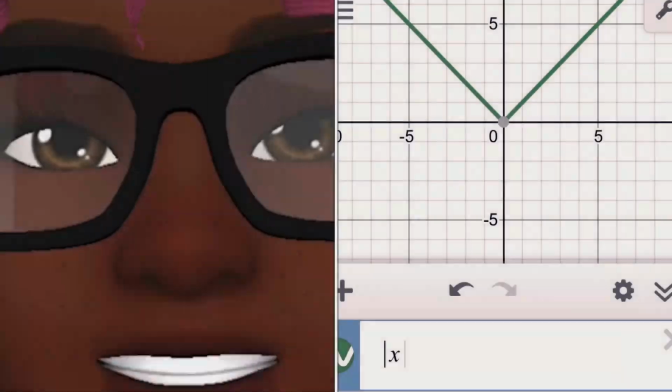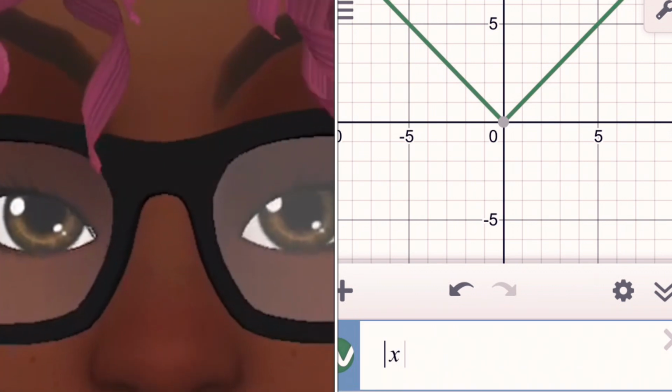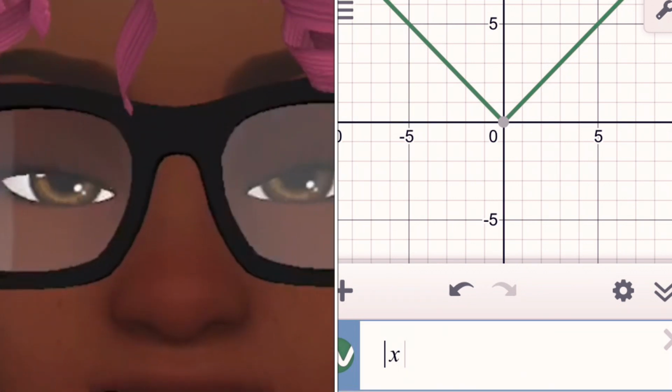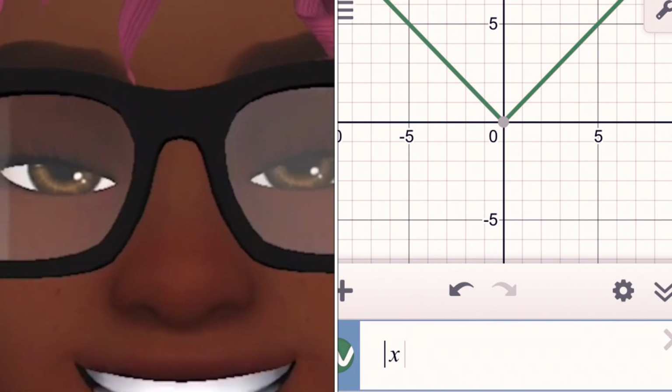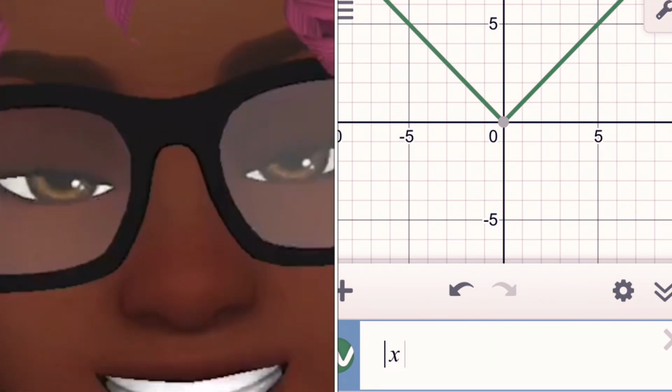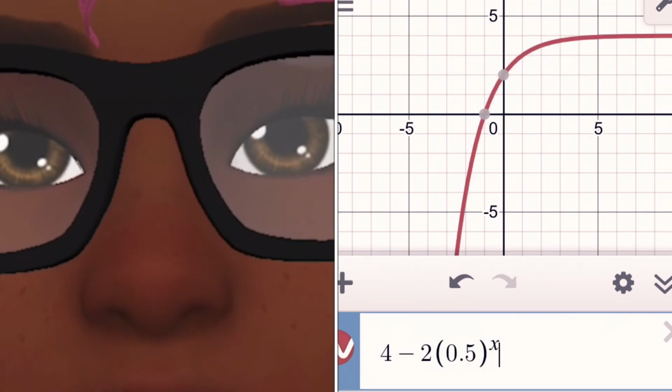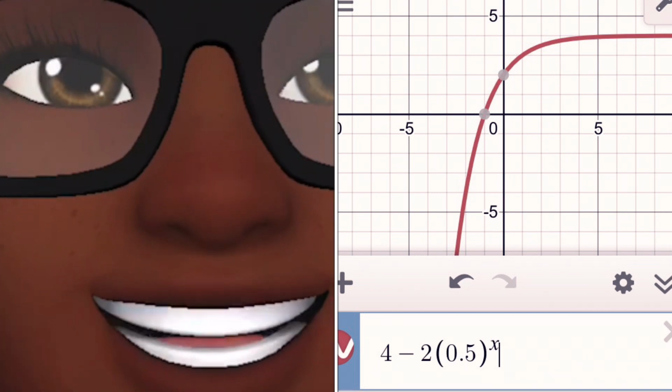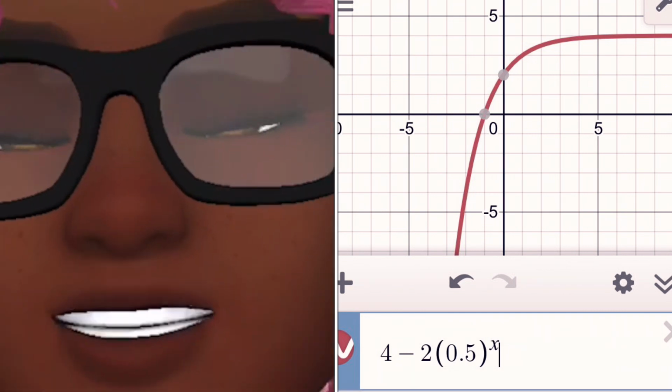Okay, so finally, absolute x. Forms of v. V for victory. Yay, we got through all of that. But wait, there's more. Let's try a real problem.